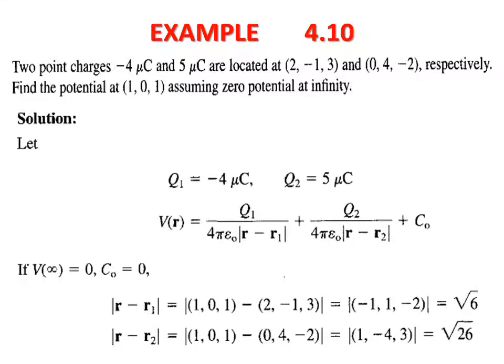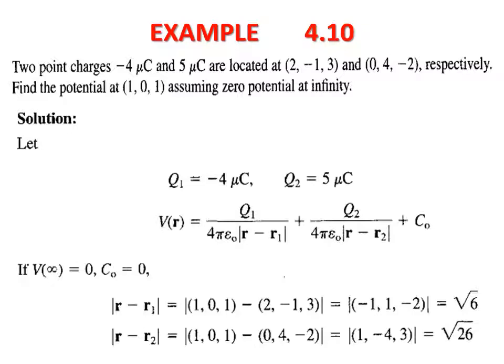Let's have an example 4.10. Two point charges, minus 4 microcoulombs and 5 microcoulombs, are located at the points (2, -1, 3) and (0, 4, -2) respectively. Find the potential at (1, 0, 1), assuming zero potential at infinity. So we'll have the simple case. This is the point where the potential is assumed zero at infinity, and these are the point charges located on these points in a Cartesian coordinate system.